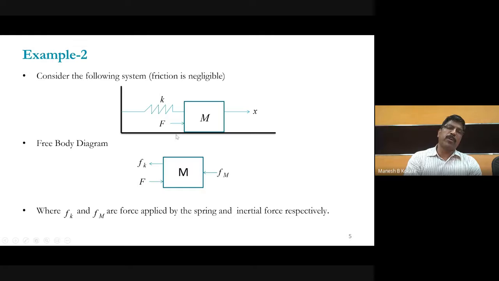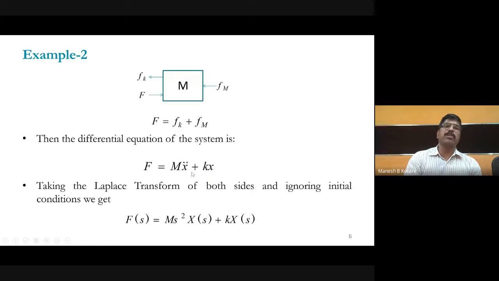For that, first we have drawn the free body diagram. When you are applying the force, there will be an opposite force offered by this spring element. Also there will be a reactive force offered by this mass element. This spring element force is from right to left. Also this mass element force is from right to left. Then we have written the force equilibrium equation. The left to right force must be equal to the right to left force. Right to left there are two forces, Fk and Fm, which get added because they are in the same direction, and F is from left to right.